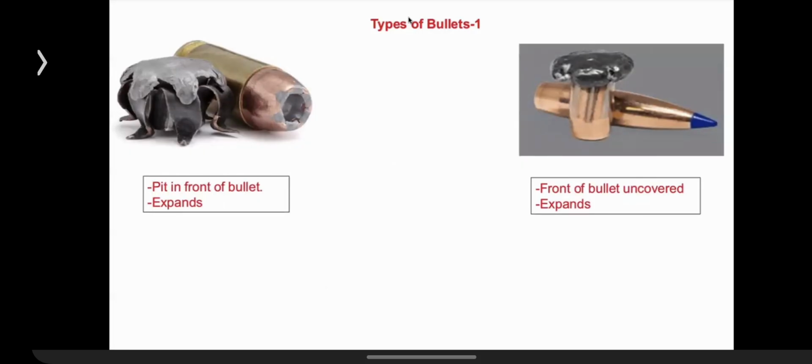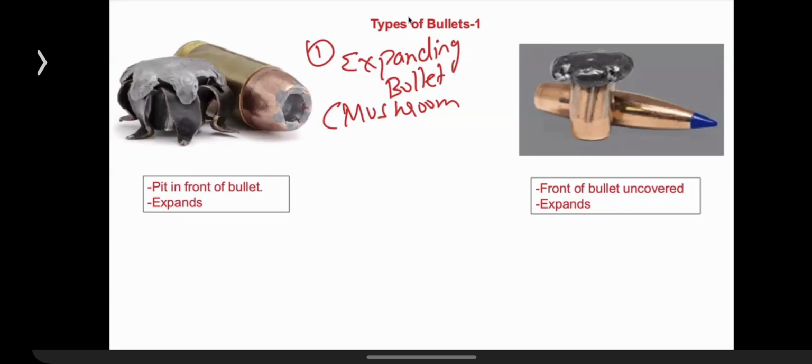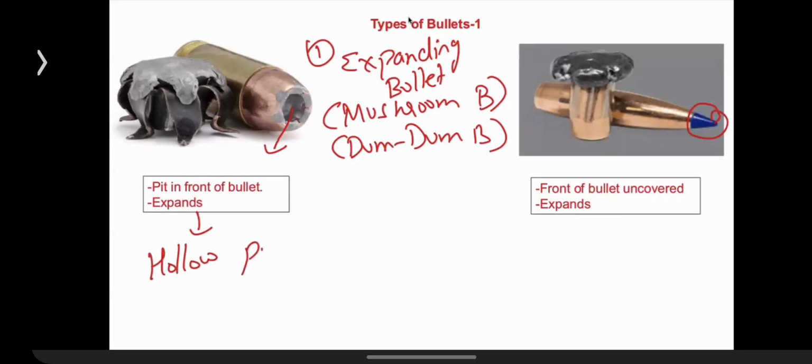Types of bullet. So first one is the expanding bullet, which expands on hitting the target. So this is also called mushroom bullet or dum-dum bullet. It's of two types. One has a pit in front of the bullet, and the other is where the front is uncovered. The first one is called hollow point bullet. The other one is called soft point bullet.